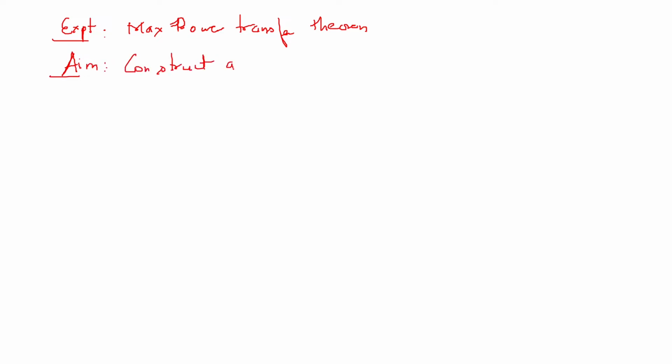So we can name this as our experiment on maximum power transfer theorem, and the aim of this experiment will be to construct and verify the maximum power transfer theorem. Now here we can have a circuit for the practical. We'll have a voltage source, and we'll have a resistance which will be the resistance of the circuit.